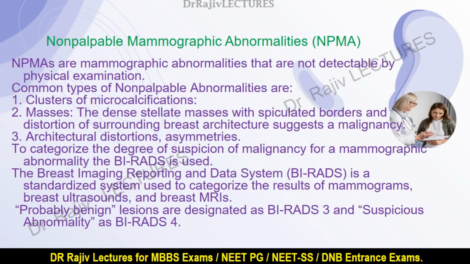Fine, irregular, and linear calcifications that cluster together suggest the diagnosis of ductal carcinoma in situ. The dense stellate masses with spiculated borders and distortion of surrounding breast architecture suggest a malignancy. To categorize the degree of suspicion of malignancy for a mammographic abnormality, the Breast Imaging Reporting and Data System, BI-RADS, is used. Probably benign lesions are designated BI-RADS 3 and suspicious abnormality as BI-RADS 4.